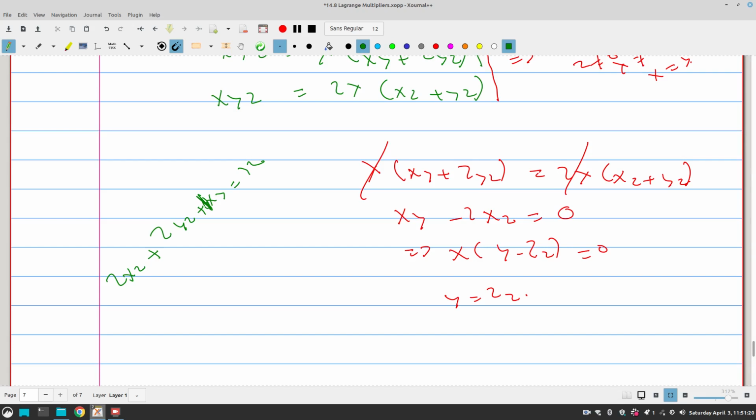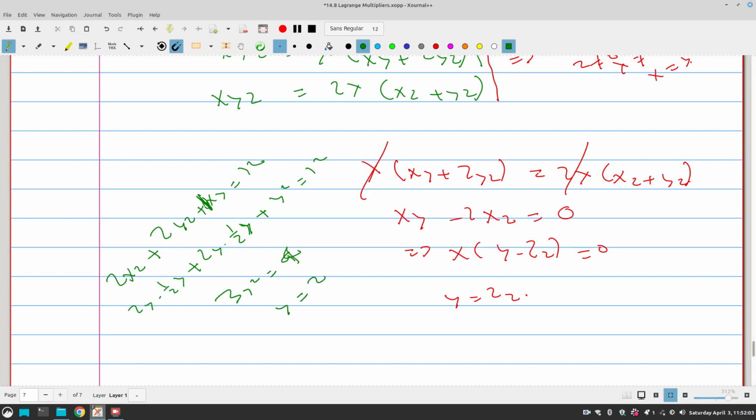Okay, so let's replace. Let's write everything in terms of y, right? Instead of x, you may write y, and instead of z, you may write half y, right? So you have twice y times half y, twice y times half y, plus y squared equals 12. So you end up with 3y squared equals 4, or y equals 2.